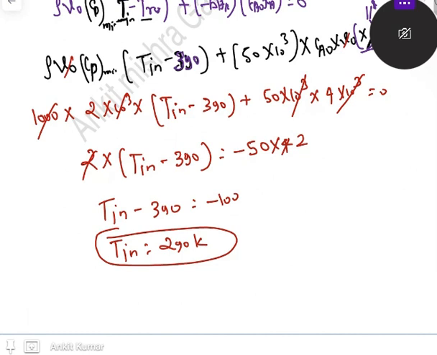Okay, with that I'll end this lecture, and in the next lecture I'll be solving another problem from the non-isothermal reactor. This is a series of only PYQ solutions for the non-isothermal reactor. Okay, thank you.